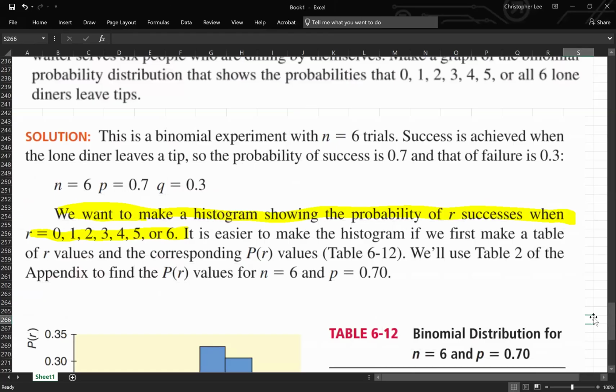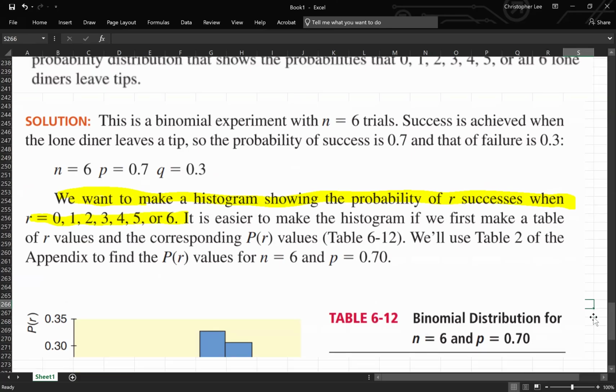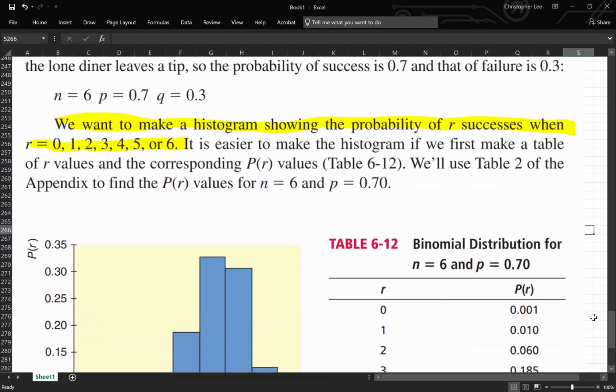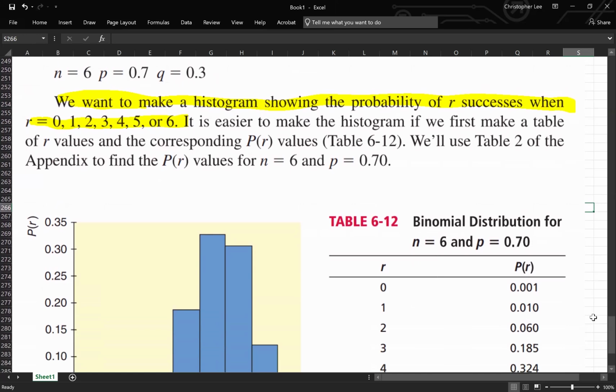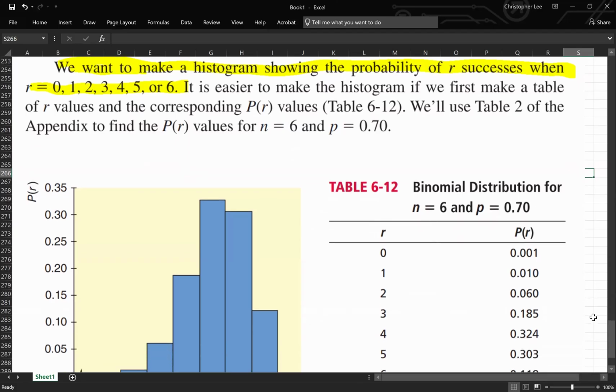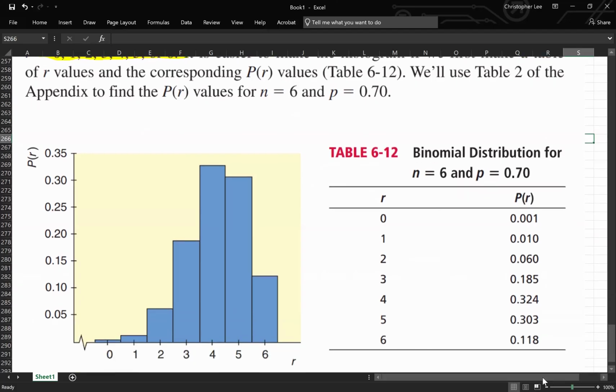So this is a binomial experiment where n is equal to 6. Success is achieved when the lone diner leaves a tip. So the probability of success is 0.7 and the probability of failure is 0.3. If n equals 6, p is equal to 0.7, and q is equal to 0.3. We want to make a histogram showing the probability of our successes when r equals 0, 1, 2, 3, 4, 5, or 6. It is easier to make the histogram if we first make a table of r values and corresponding probability of r values, which you see in the table right here.